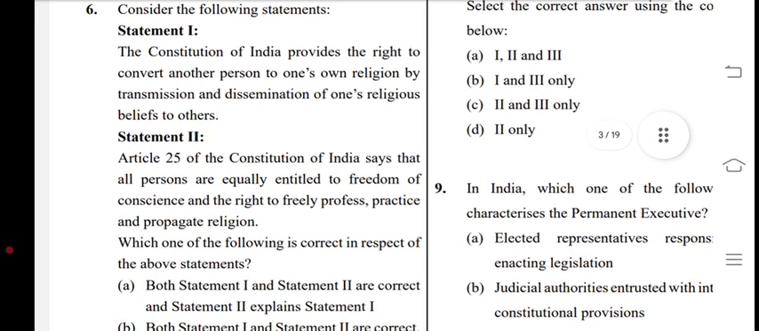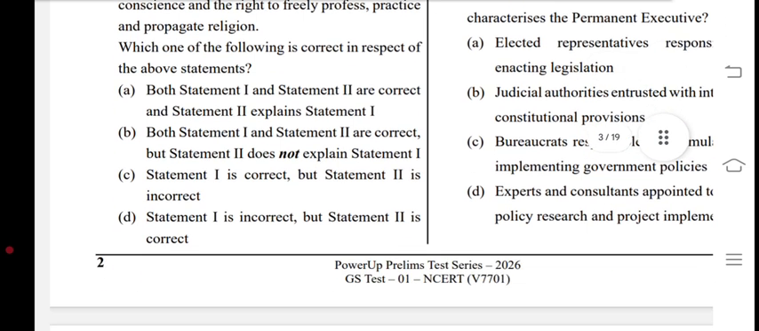The Constitution of India provides the right to convert other persons to one's religion by the transmission and dissemination of one's religious belief to others. Article 25 of the Constitution of India says that all persons are equally entitled to freedom of conscience and the right to freely profess, practise and propagate religion. Which of the following statements are correct? First and second is correct. Second statement is correct, and second is correct. D is correct.